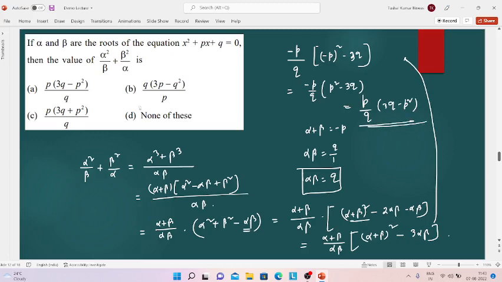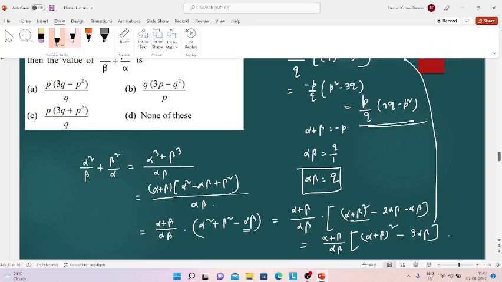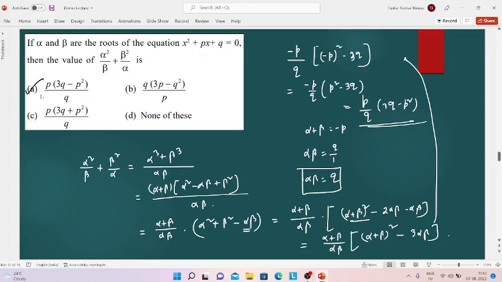So let me check which is the correct option. Here you can see that option A is the correct option, because p by q is there, and 3q minus p square is there. So the first option is the correct option.